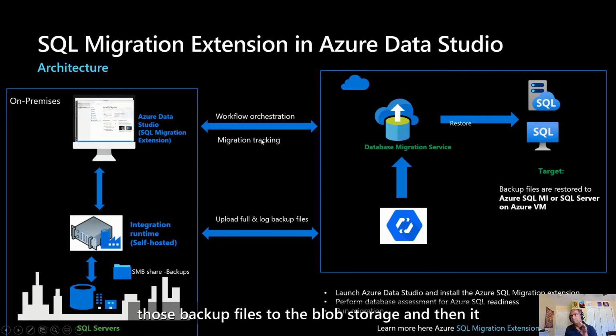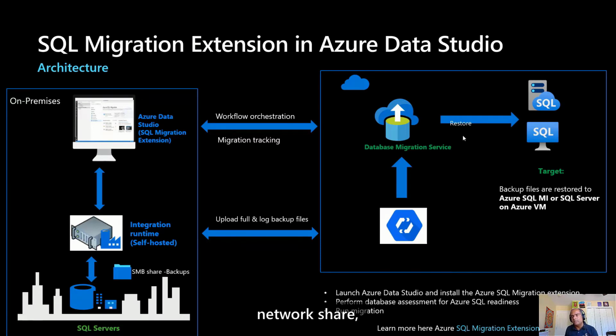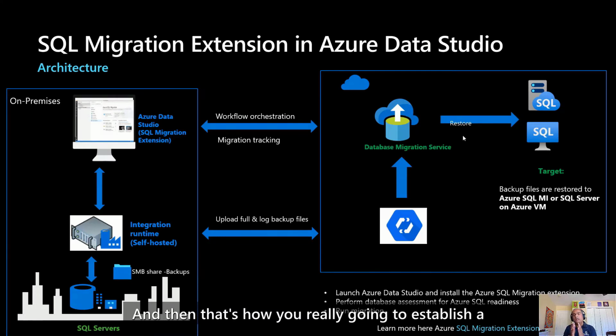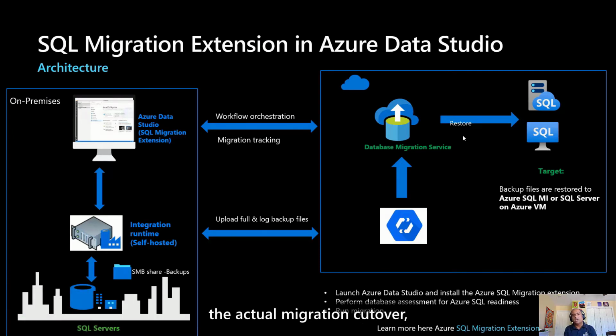The service itself uploads those backup files to the blob storage, and then it starts restoring the full backup first, and then starts applying the log backups as they come into the SMB network share, and that process really continues. That's how you establish the initial migration at first. And when you're ready to do the actual migration cutover, that process is explained here.